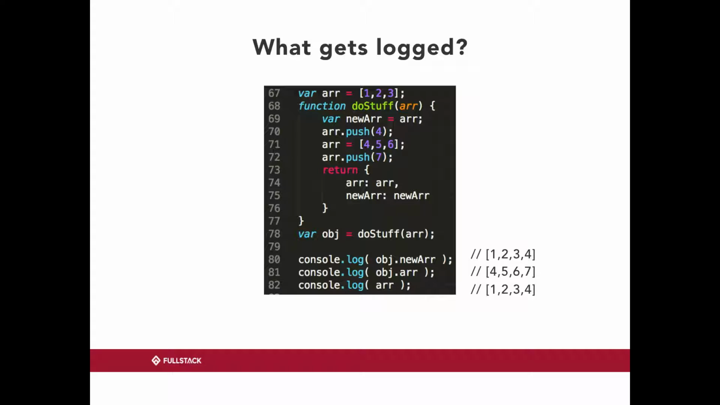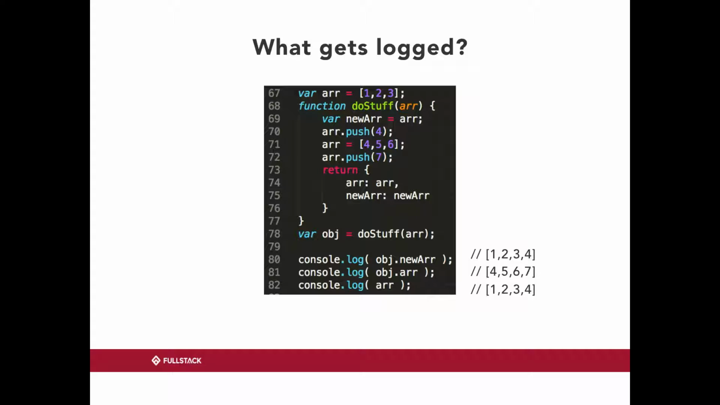So that was line 71. Line 72, local ARR. Let's push a 7 onto the end of our array here. And then let's return this whole new object here, that we call ARR, and then newARR. What's going to go into local ARR? Whatever local ARR is pointing to, which is this. What is newARR? newARR is whatever this local newARR was pointing to, which is this.